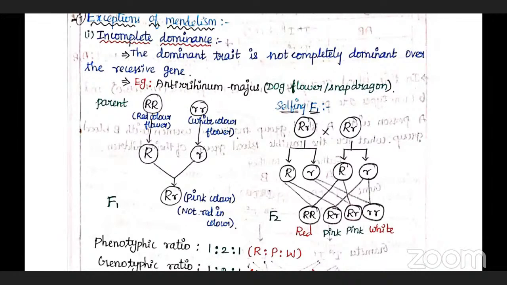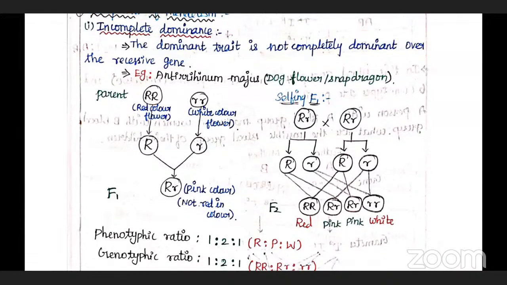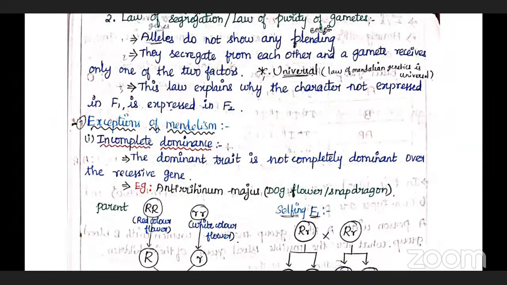But while it is secreted, at that time each gamete can show its individuality only. That's why it is called the law of purity. So the law of separation is also called the law of purity. That's all about the law of segregation.